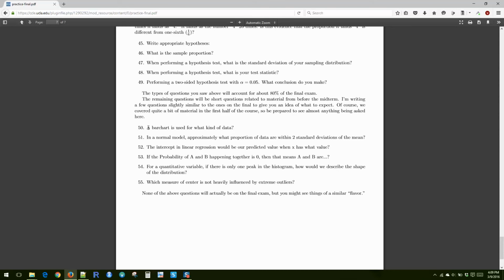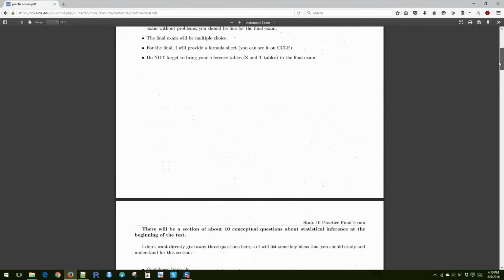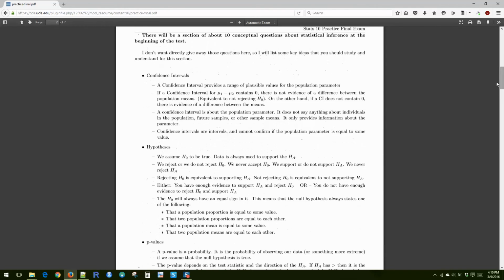So for example, a bar chart is used for what kind of data? A bar chart is for categorical data. Whereas what do we use for numeric data? Histograms or dot plots or box plots, okay? So those are all options. I've got just a few questions related to stuff like that. But I thought today we'll focus on these conceptual topics.